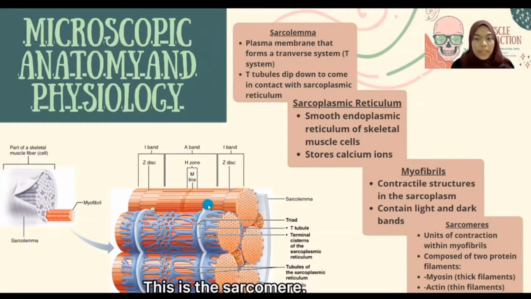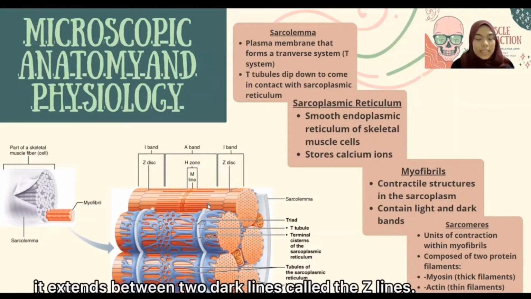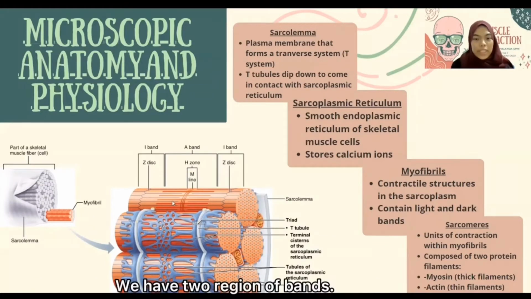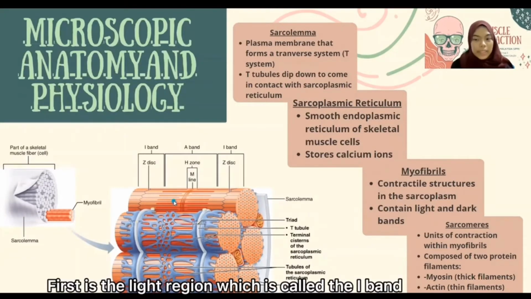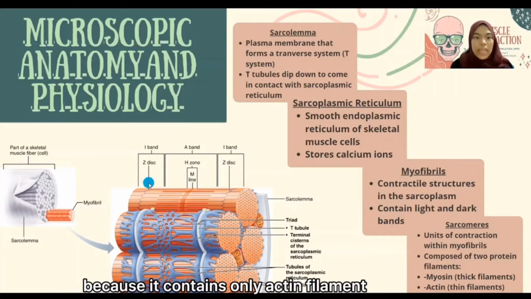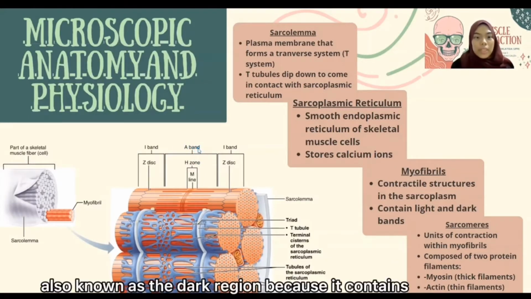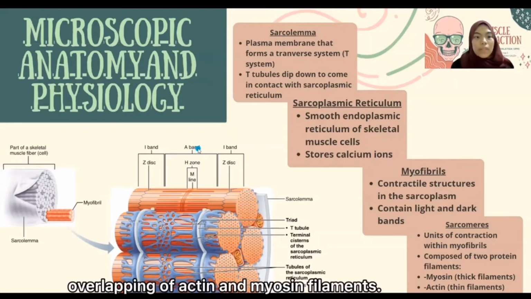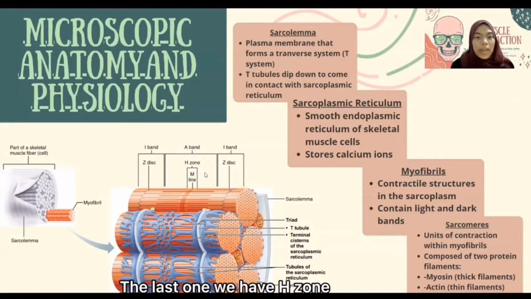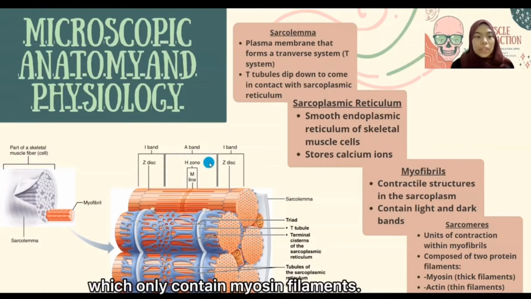This is the sarcomere. When the sarcomere relaxes, it extends between two dark lines called the Z lines. We have two regions of bands. First is the light region, called the I band, because it contains only actin filaments which attach to the Z line. Next is the A band, also known as the dark region, because it contains overlapping actin and myosin filaments. The last one is the H zone, which only contains myosin filaments.